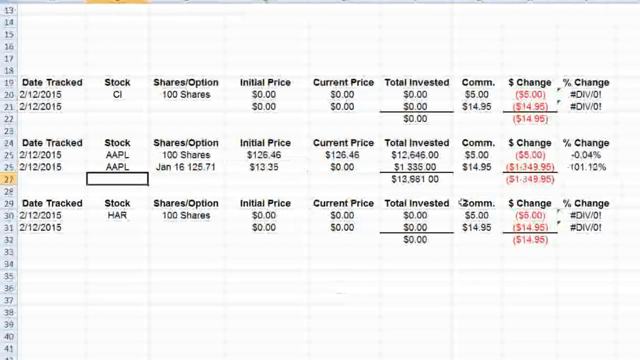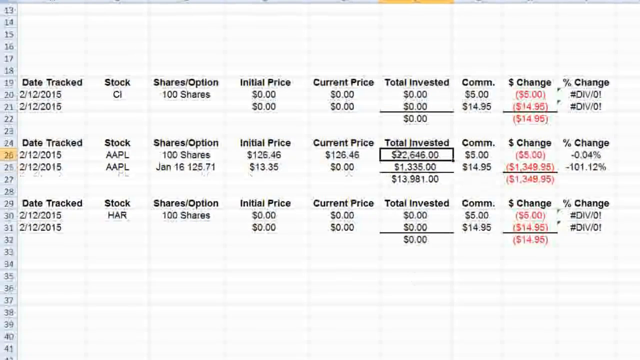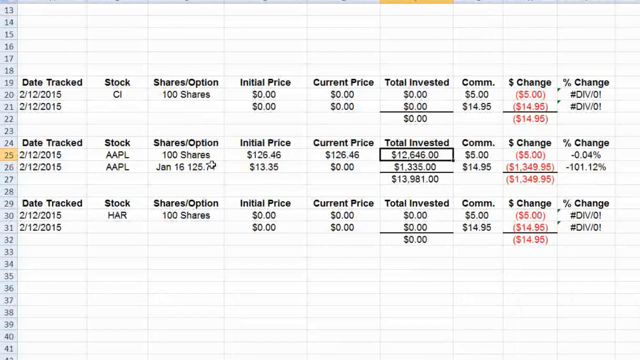1335 always has to be multiplied by 100 because this one option contract represents 100 shares of a company stock. I already have the spreadsheet here. Apple is trading at 126.46. If we bought 100 shares of Apple stock, it would cost us $12,000. This is one of the benefits of options. A lot of people don't have 12 grand to invest in stocks, but they can simulate the same 100 share ownership with the option contract. They buy one contract, and it only costs $1,300.